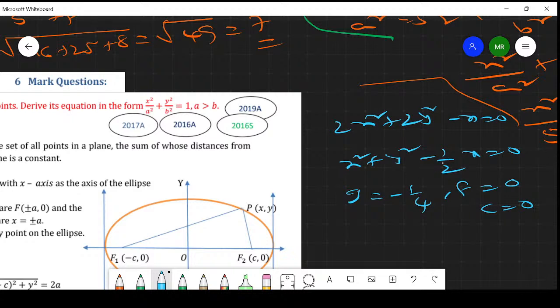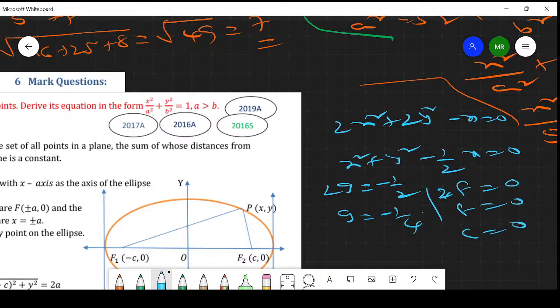The coefficient of x is 2g, which equals minus 1 by 2. Remember, 2g equals minus 1 by 2, so g will be half of that. You clear that: 2g is equal to minus 1 by 2, so g equals minus 1 by 4. 2f is equal to 0, because f is equal to 0; there is no y coefficient. f is equal to 0.